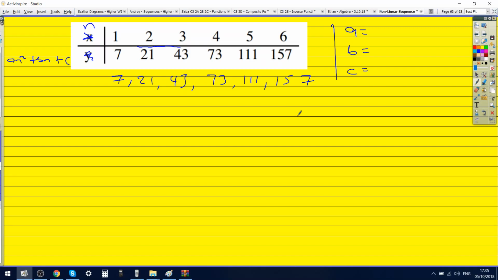Well, there's a difference in the first one of 14. Go on, first difference and second difference. The first one's 14. Then it's 22, 30. Okay. It shows an 8 difference every time. And so the second difference is 8. Yeah, so that's the second difference, 8.